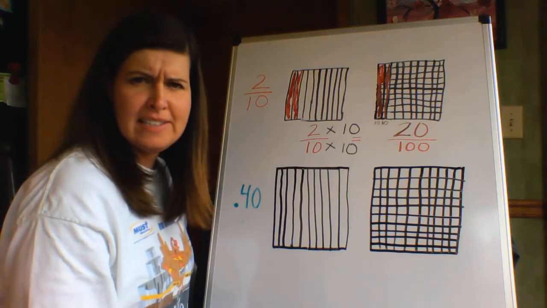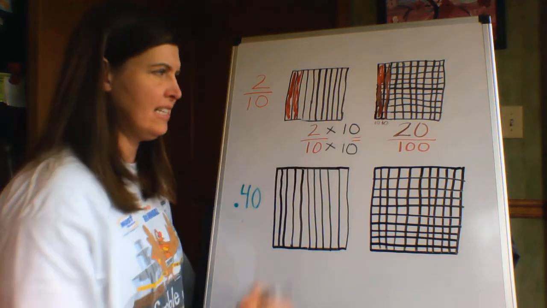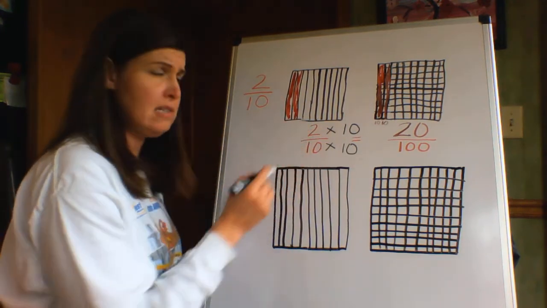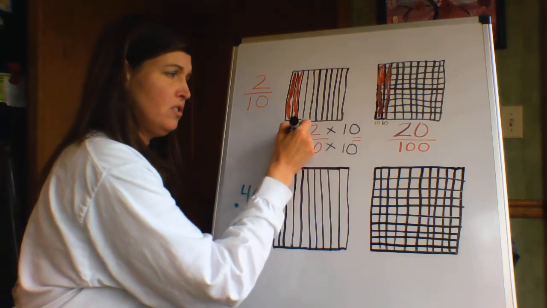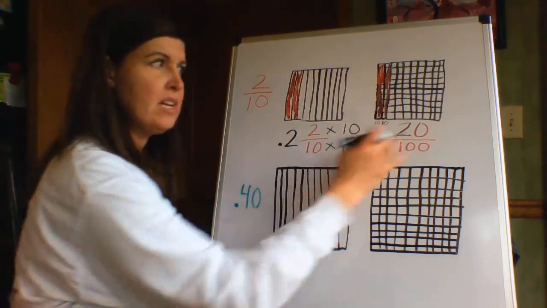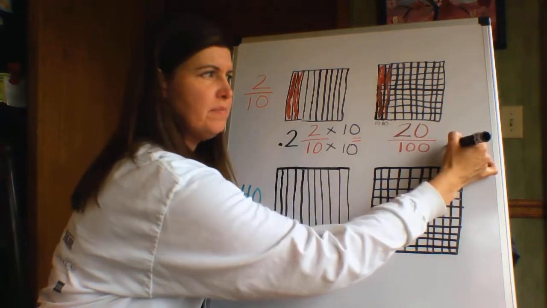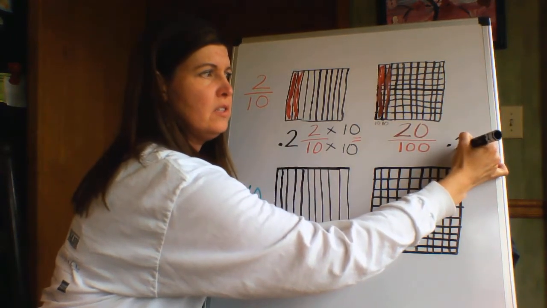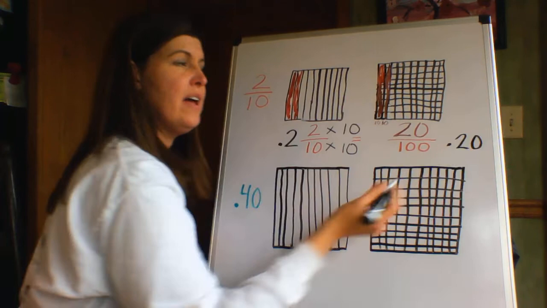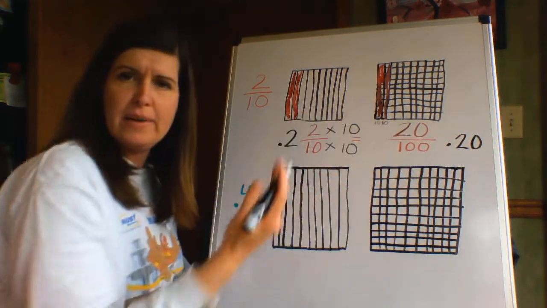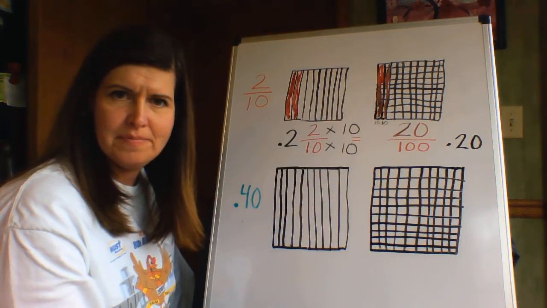What if I was going to write that as a decimal? We've already done this in class, but if I was going to write 2/10 as a decimal, I would write 0.2. And 20 hundredths as a decimal, 0.20. And those would also be equivalent.